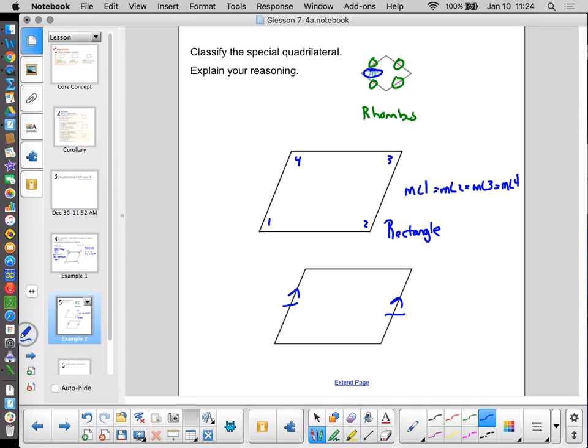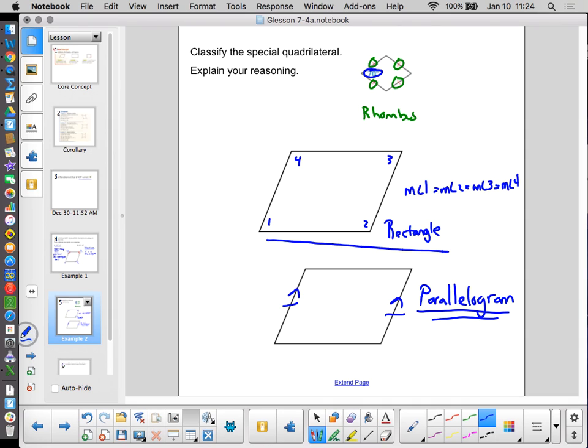I don't have all four sides congruent either, so it's not a rhombus. But I do have one pair of sides both parallel and congruent, so that makes it a parallelogram. So again, what we want to do is tell what is the most specific name we can give the shape based on the information we're given. It's not always drawn to look exactly like what it is.